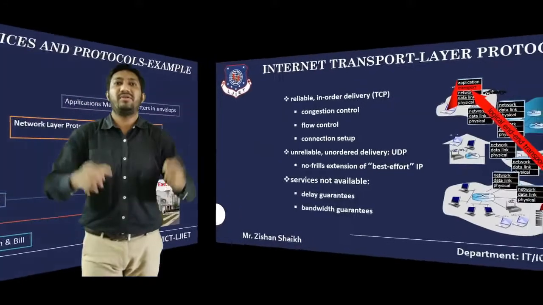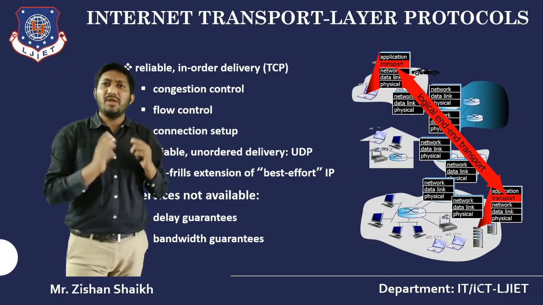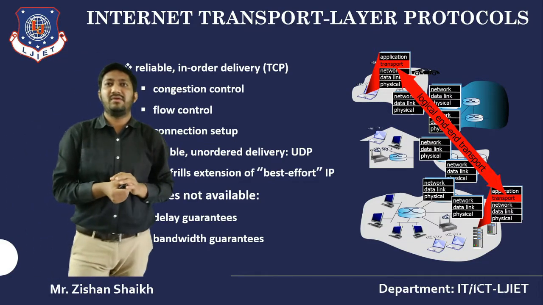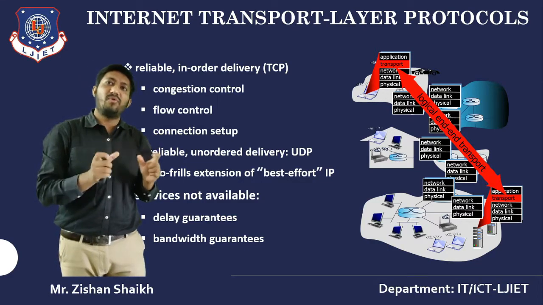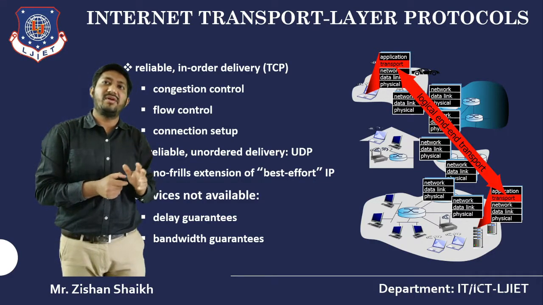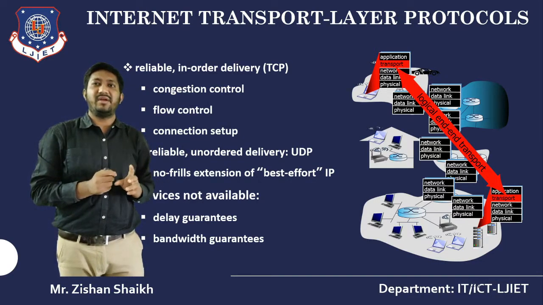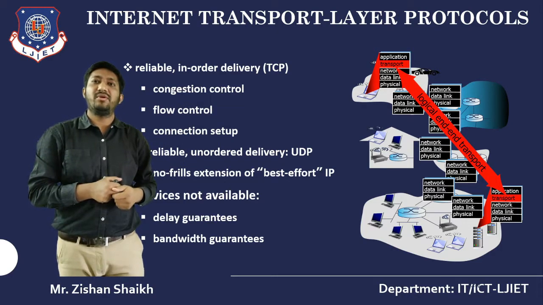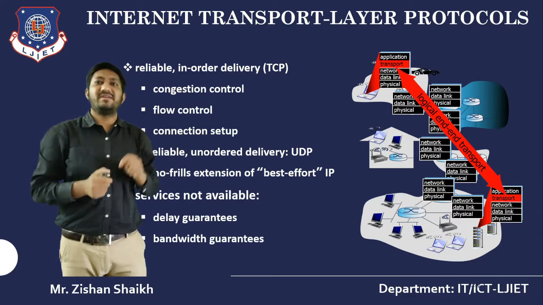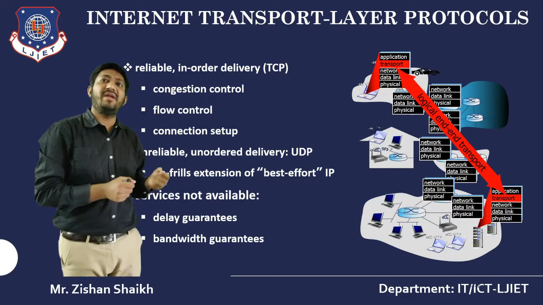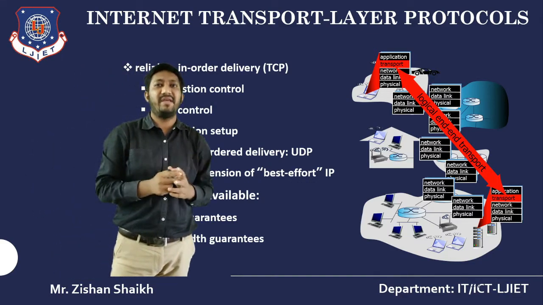Now we move to the internet transport layer protocols and their services. When we talk about TCP, it is all about reliable data transfer. It provides in-order delivery: in whichever order you transfer the data, in the same order the receiver receives it. It also provides congestion control and flow control. Now, how is the data sent to the receiver? For that, it establishes a connection. So for reliable delivery, we perform the handshaking process.